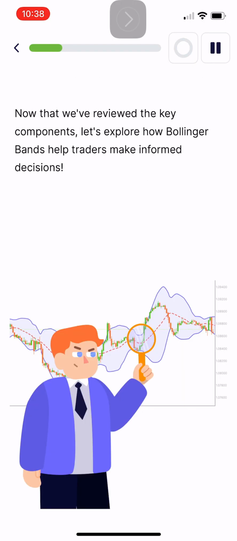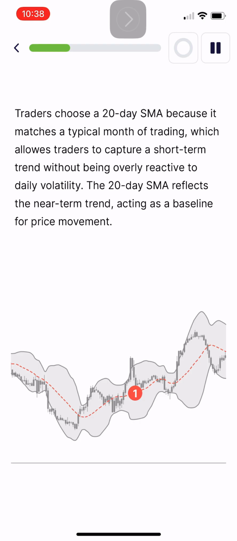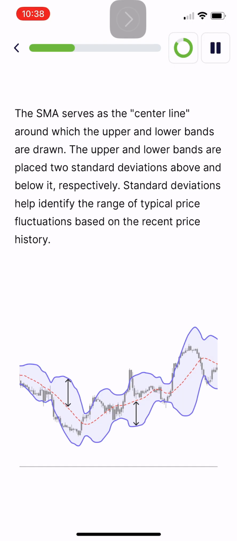Now that we've reviewed the key components, let's explore how Bollinger Bands help traders make informed decisions. Traders choose a 20-day SMA because it matches a typical month of trading, which allows traders to capture a short-term trend without being overly reactive to daily volatility. The 20-day SMA reflects the near-term trend, acting as a baseline for price movement. The SMA serves as the center line around which the upper and lower bands are drawn.